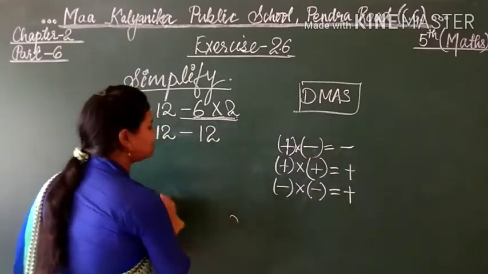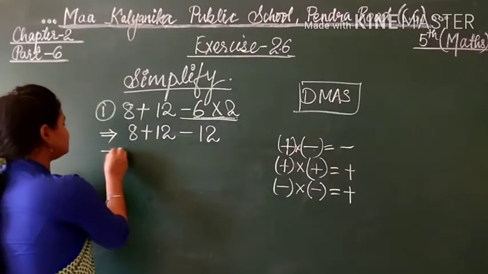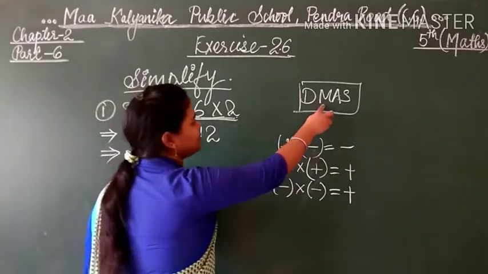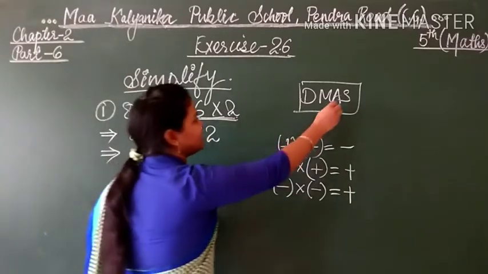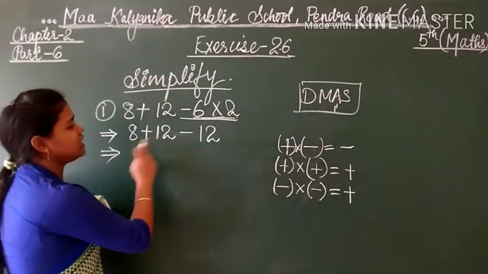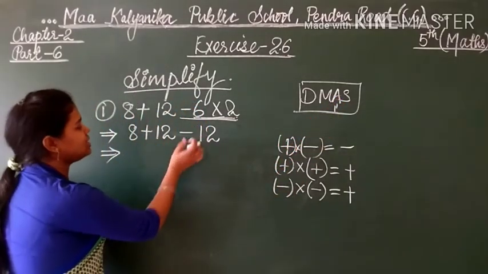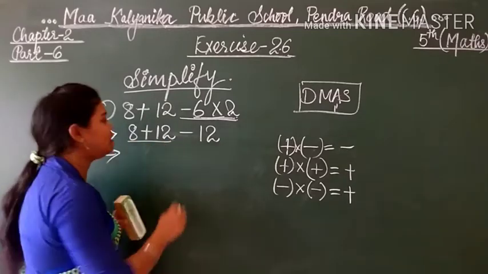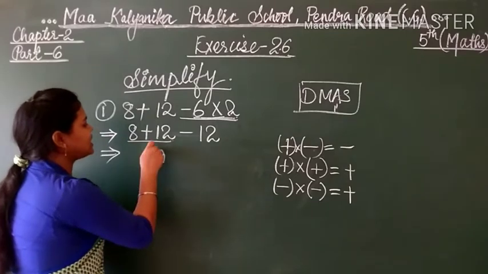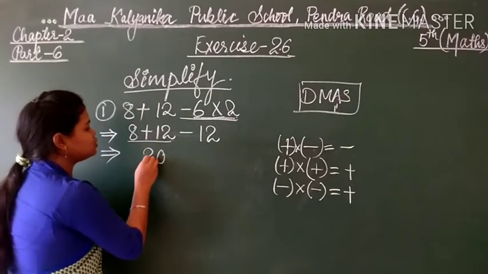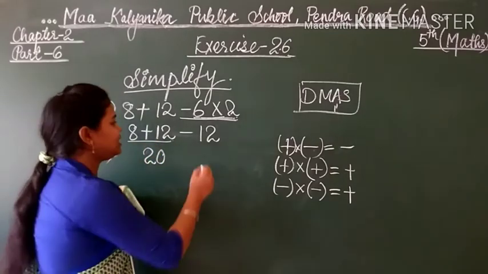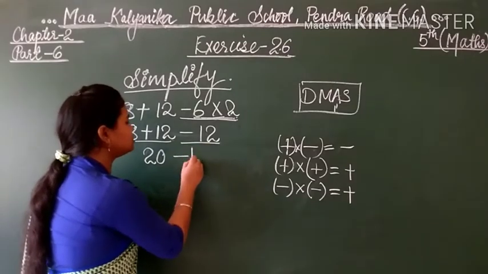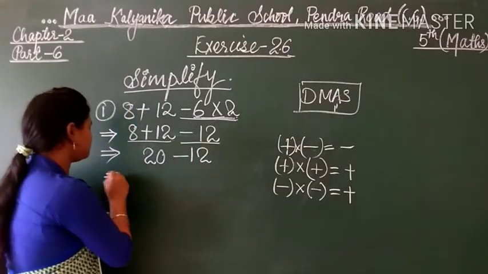Okay. So now after doing this, what will you do? Next step. The multiplication you have done. Now addition is there. So addition is between which numbers? This is minus, this is addition. So simply 8 plus 12. What is 8 plus 12? 8 plus 2, 10. 1 carry. 1 and 1, 2. 20 is there. Now this is left. Minus 12. Simply you will write.